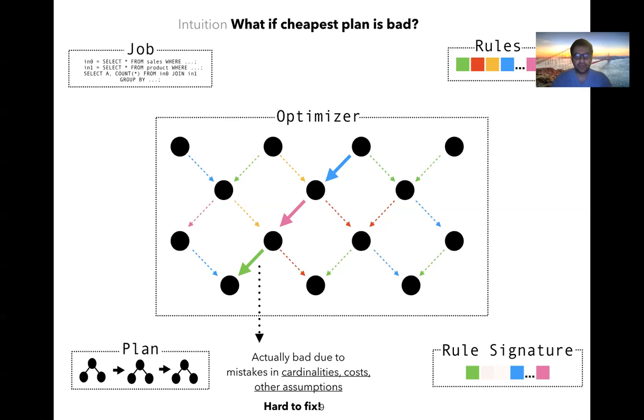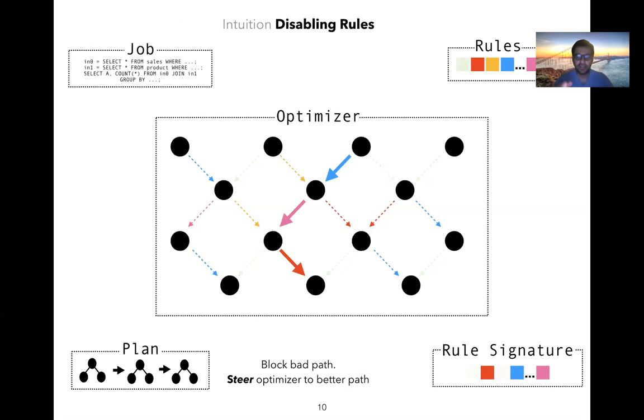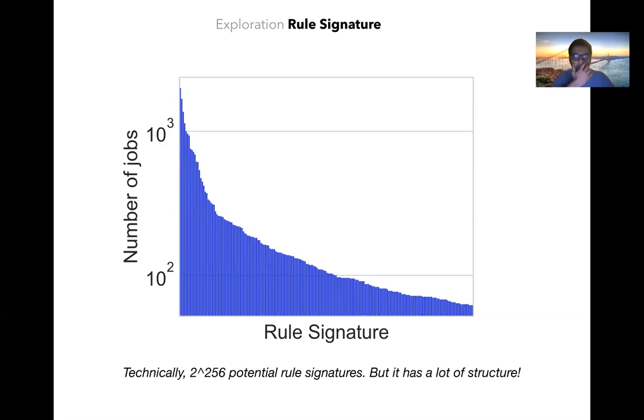The other thing you could do is say something like, well, for this kind of job, it had made similar mistakes in the past. So maybe one way would be just disabling the green rule. It would simply block that bad path and force the optimizer to a different path, which is potentially better. And this is the kind of thing you could learn from repeated patterns in the queries. And you'll see the rule signature here changes as well, and we get this new path within the optimizer.